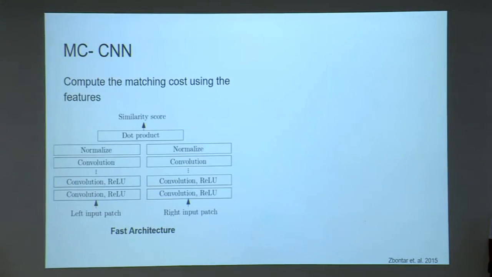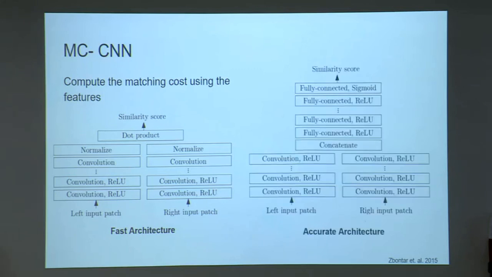There are two versions of it. One is called the faster architecture, where, given these two patches, you compute some features and then do a dot product between them to find how similar they are. The other one is more accurate: you again pass them through these feature layers, and then instead of a dot product, you concatenate them and run some fully connected layers. That will again compute the similarity.